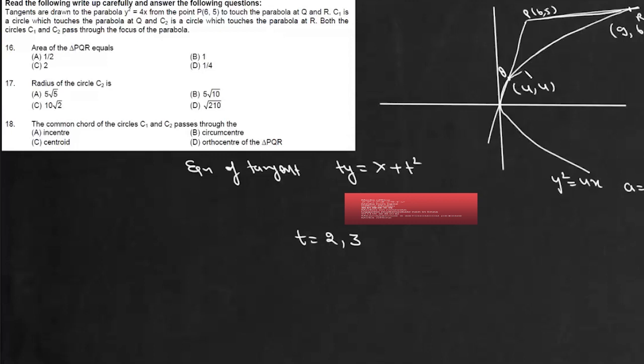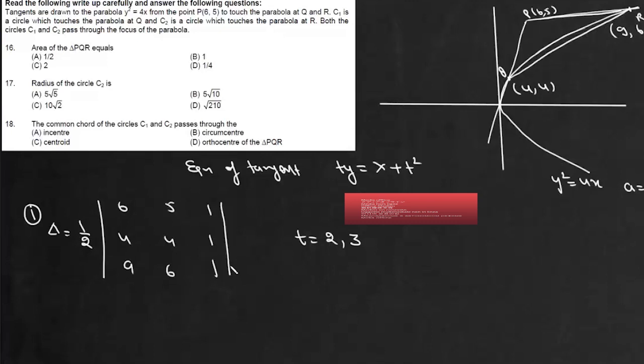Now the first question is to find the area of this triangle PQR. Now we know that the area of a triangle is given by 1 by 2 times the determinant of x1 y1 1, so it will be this (6, 5, 1), (4, 4, 1) and (9, 6, 1). Now we subtract the first from the third, which will be (3, 1, 0), and the second from the first, then it will be (minus 2, minus 1, 0), and then it will be (6, 5, 1). Now we expand it, we'll get minus 2 plus 3. So this is 1 by 2. So the value of this area is 1 by 2. And that's your option A. So the area of triangle PQR is this option A.